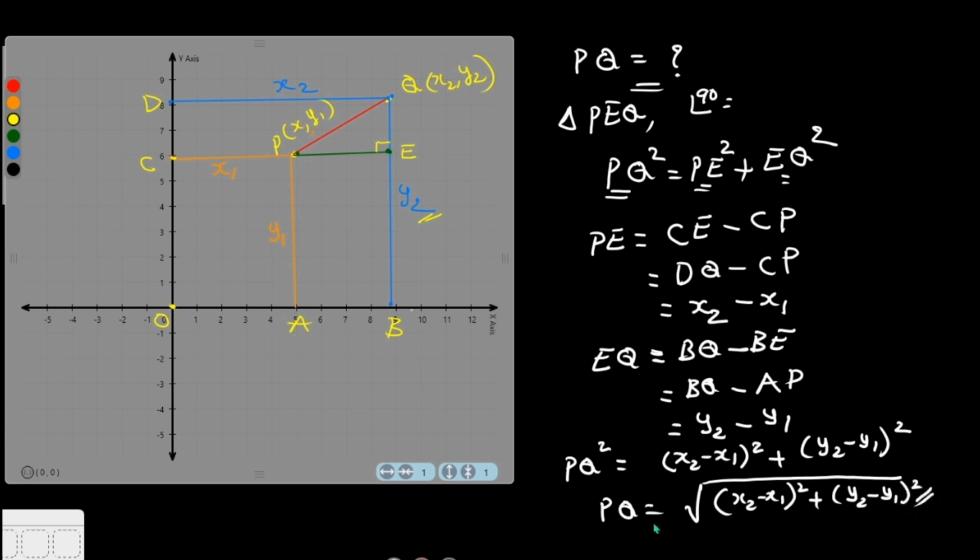So, this is the distance between the 2 points. The distance between the 2 points PQ is equal to: we need to take the difference between the x coordinates like x2 minus x1 and square it, plus the difference between the y coordinates like y2 minus y1 and square it, and we need to find the square root of the total.